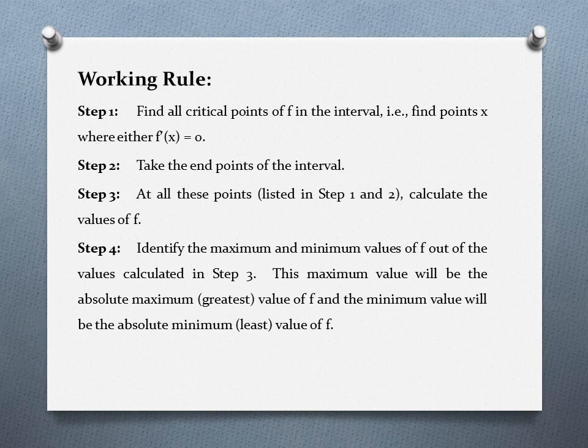So what is absolute maximum? Maximum among all maximum values is called absolute maximum. Minimum among all minimum values is called absolute minimum.